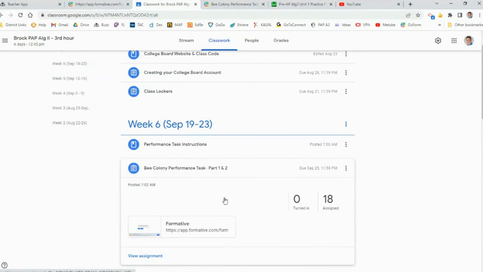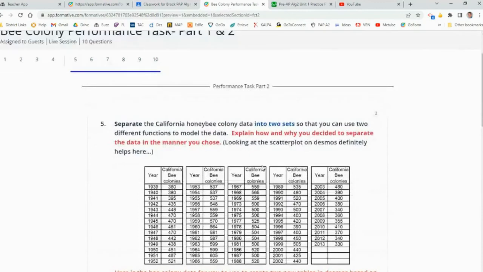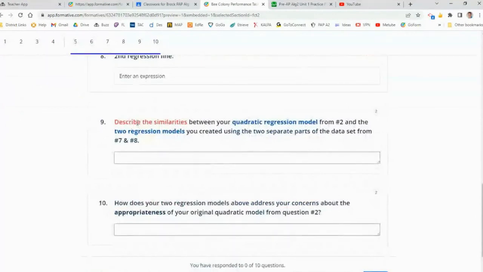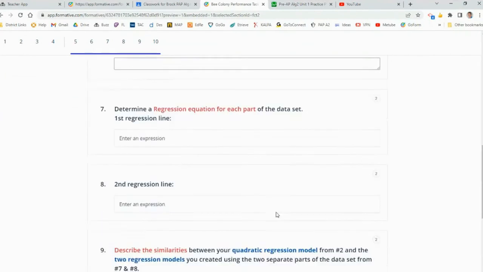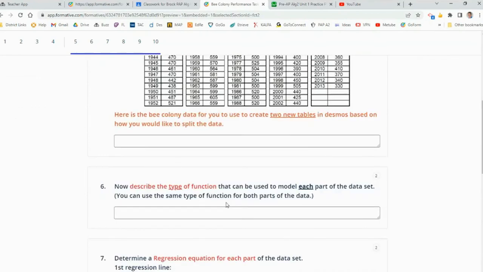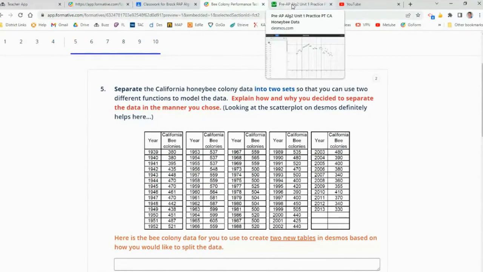And we're not done with this. We're going to come back and do another part of the performance task probably next week. So again, it's informative. 10 questions worth 20 points. You need to be sure to answer the questions. When it says describe, don't just give me 1 or 2 words. Describe. Talk about it. Give me some sentences. How do the models address your concerns? Give me some sentences. Make sure you get your regression lines, and you make them however you think is appropriate when you break your data into two. And again, there's all the data, because you may need to make new tables. That way you've got all that information to get that done in Desmos.